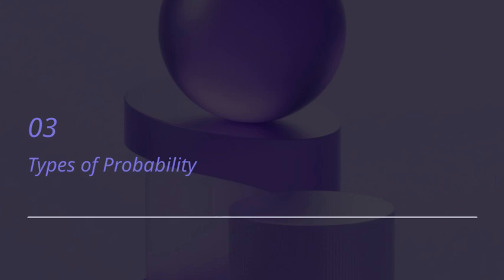Next, we have experimental probability, which is determined through actual experiments or trials. So, if you flip a coin 100 times and get 55 heads, the experimental probability of heads is 55%. Lastly, there's subjective probability, which is based on personal judgment or experience rather than strict calculations. This is often used in real-life situations where data might be limited or uncertain. Recognizing these types helps us better understand and apply probability in different contexts, connecting to the overall theme of making informed decisions based on likelihood.